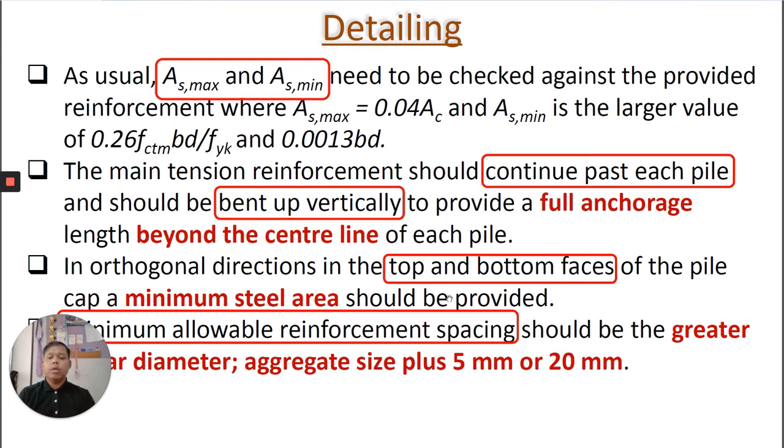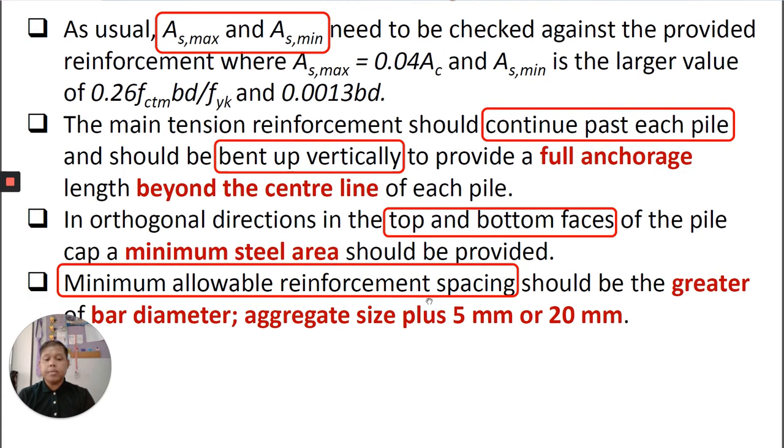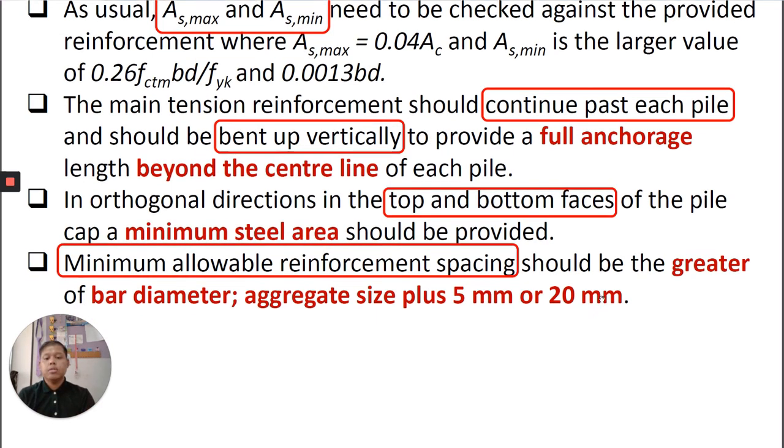We should provide additional reinforcement at the top and bottom face, in order to tie up the reinforcement, because the thickness of the pile cap is quite large, about 650, for example 700 millimeters. The minimum allowable reinforcement spacing, as usual, we have to follow the aggregate size plus 5 mm. So you can take 25 millimeters.